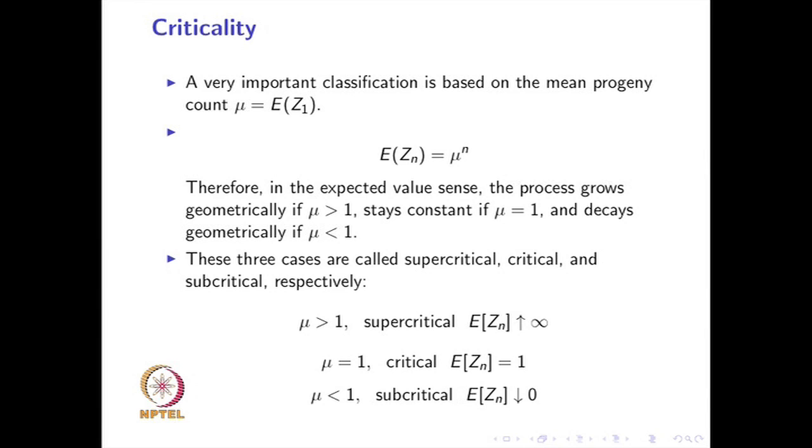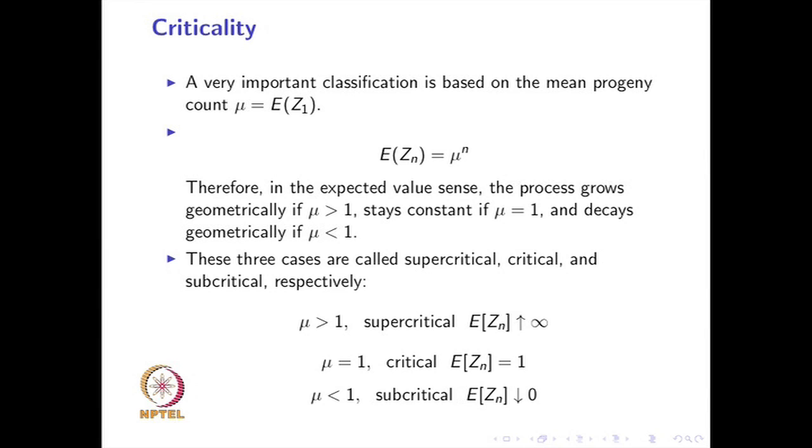Now we are going to discuss the criticality. A very important classification is based on the mean progeny count mu is equal to expectation of Z1. You know that expectation of Zn is equal to mu power n. Just now we have proved it in theorem 1.